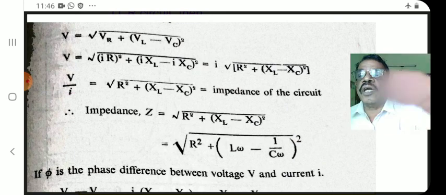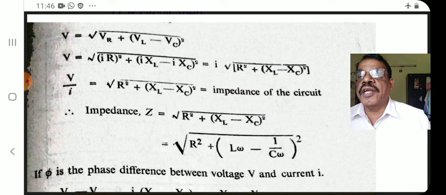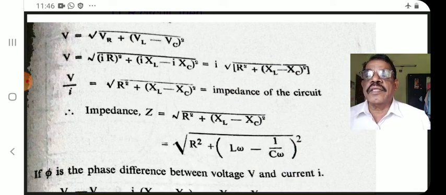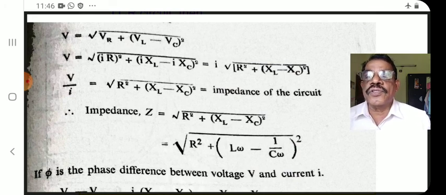VR, you know, is I into R, and VL is I into XL and VC is I into XC, where XL and XC are the reactances of the inductance and capacitance. So we can write V is the root of IR square plus IXL minus IXC whole square. Taking I outside, we get V equal to I times the root of R square plus XL minus XC whole square. So V by I is the root of R square plus XL minus XC whole square.